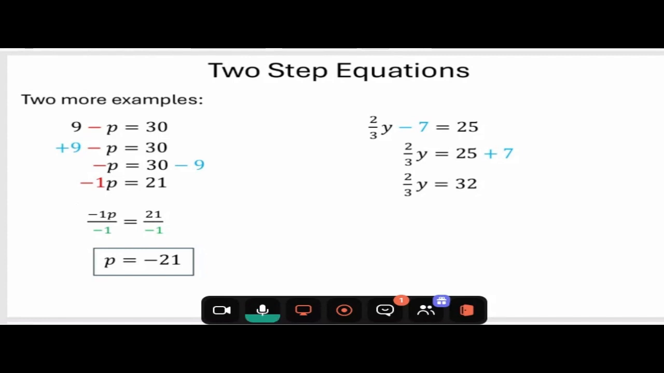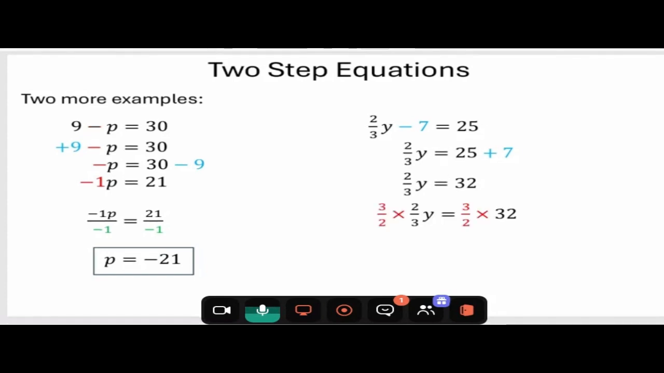Well, you could say dividing by 2/3, but we remember that far easier is that dividing by 2/3 is the same as multiplying by 3/2. So I'm going to multiply both sides by 3/2. Why would I do that? Because on the left, I get 3 times 2 is 6 over 2 times 3 is 6. 6 over 6 is 1. It goes away. All you have is the y, right?